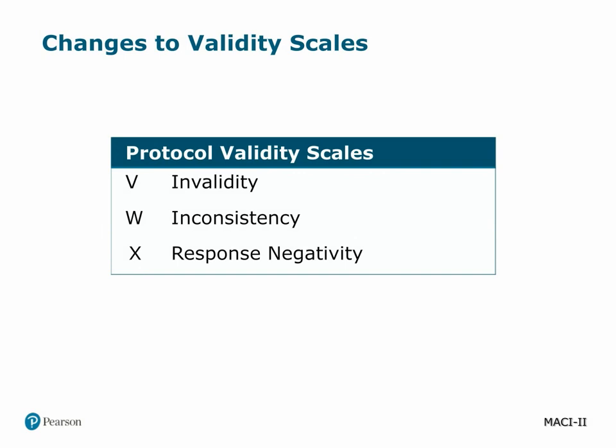The MACI-II includes 3 indices that assess validity. The invalidity index was reliability on the MACI. The items ask directly if the adolescent is responding truthfully to the items.